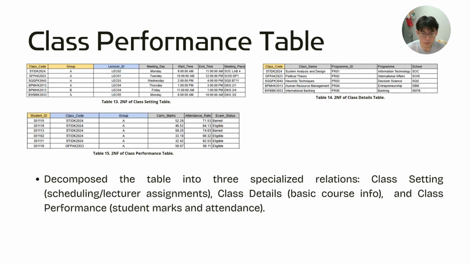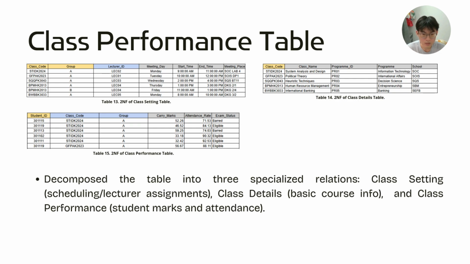And for the class performance table, to remove the partial dependency of the table, we decompose the table into three tables. The first is the class setting. It's talking about the schedule, the timetable of the class, and the lecture assignment.